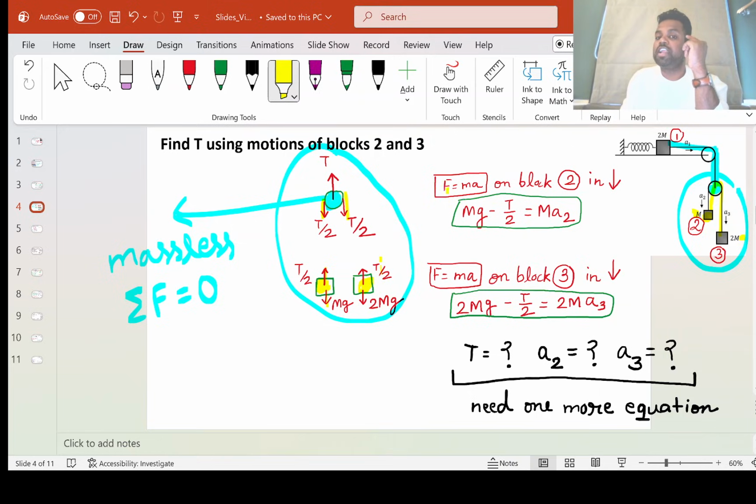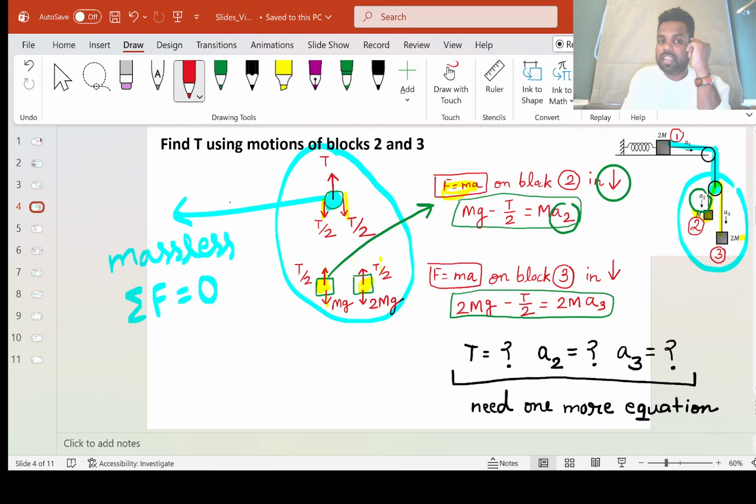So we can write Newton's law F equal to ma on block 2, right? On block 2 here, let's say downward is positive. So we will have mg minus T by 2 equal to m a2, where a2 is the acceleration of block 2. Look in the figure, right?